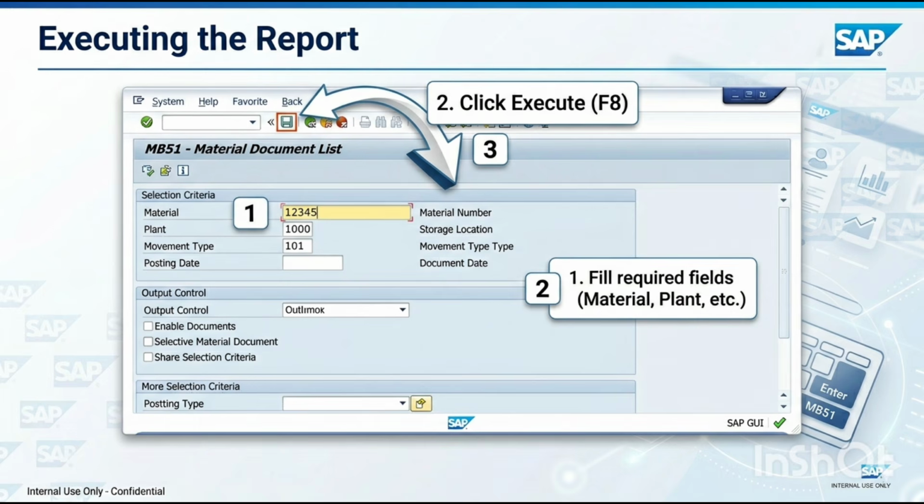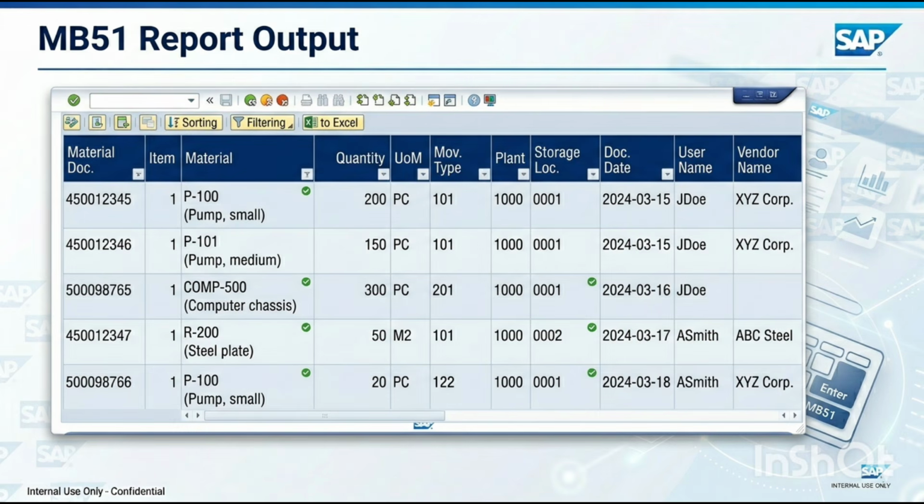Always try to use narrow selection criteria like specific dates or material numbers to get faster results and avoid system overload. Here is how the MB51 report output appears after execution. You get a clear, well-organized ALV grid showing all relevant material documents. Key columns include material document number, item number, material code, material description, quantity, unit of measure, movement type, posting date, plant, storage location, and the user who posted that document.